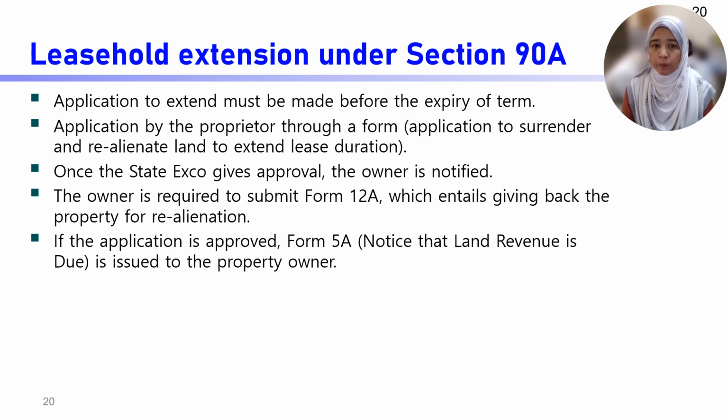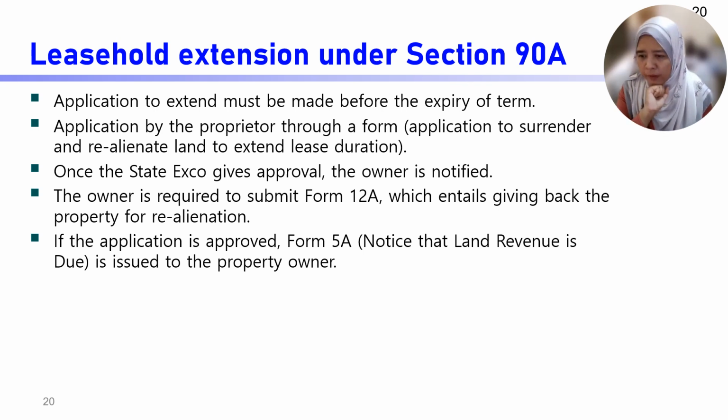If the application is approved, Form 5A. Remember just now 5B, 5C, 5D, 5E? 5A is the notice that land revenue is due. 5A usually asks for payment. Land revenue means payment on the land, charges on the land, fees on the land. There are payments required, being claimed to be paid on the land. So 5A is the notice that land revenue is due, issued to the property owner.